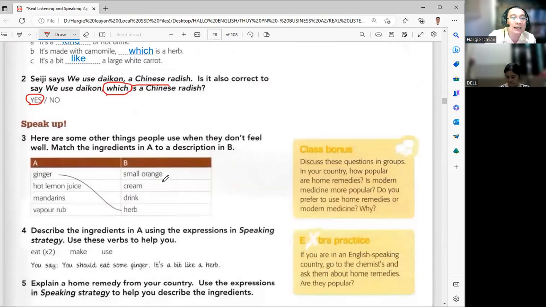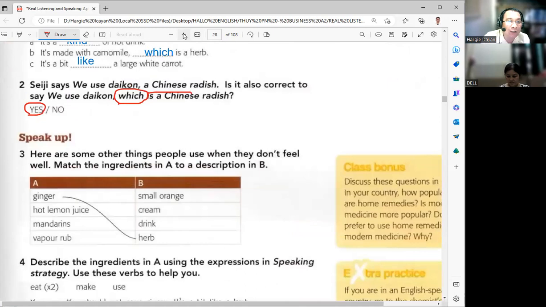Okay, now for the speak up activity, here are some other things people use when they don't feel well. So match the ingredients in letter A to a description in letter B. Ginger is a herb, right? So that's number 1. So ginger is a herb. And what about hot lemon juice? Hot lemon juice is a drink. Okay, good.